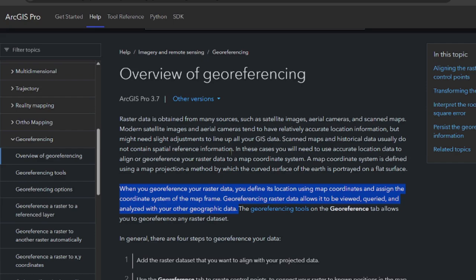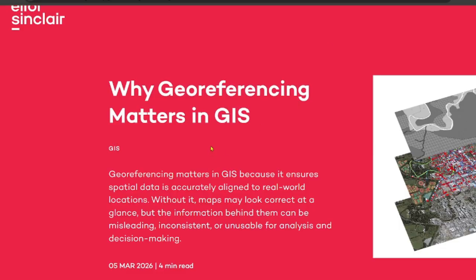So why does georeferencing matter in GIS? Because it ensures spatial data is actually aligned to real world locations. Without it, maps may look correct at a glance, but the information behind them can be misleading, inconsistent, or unusable for analysis and decision making.